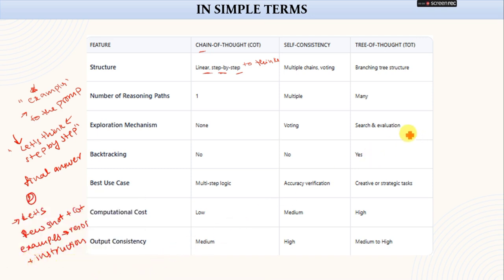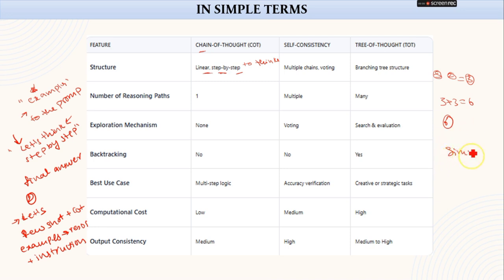So let's consider this example. We have a prompt where we give some examples explicitly and then ask a similar question. The prompt is: John has 5 apples, he gives 2 to Mary and buys 3 more. How many apples does he have now? And here we give an answer. Let's think step by step. John starts with 5 apples, he gives away 2, so 5 minus 2 is equal to 3. Then he buys 3 more, that is 3 plus 3 is equal to 6. So the final answer is 6 apples.